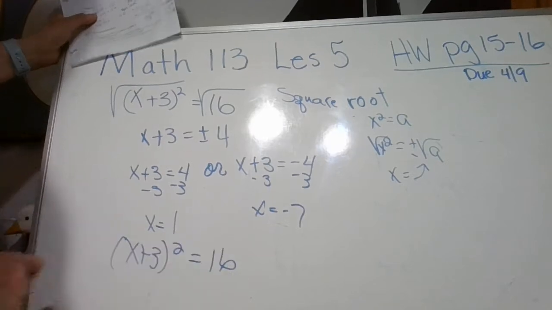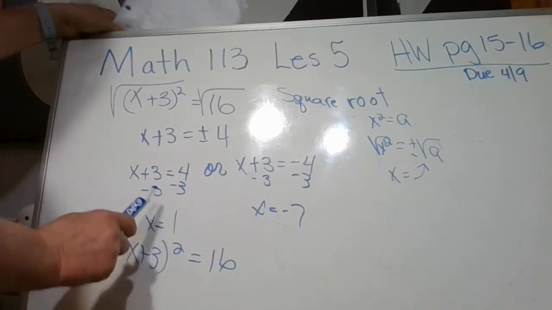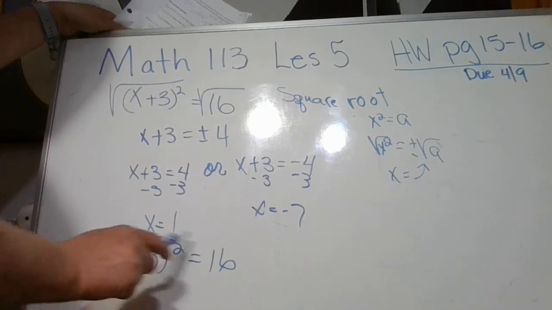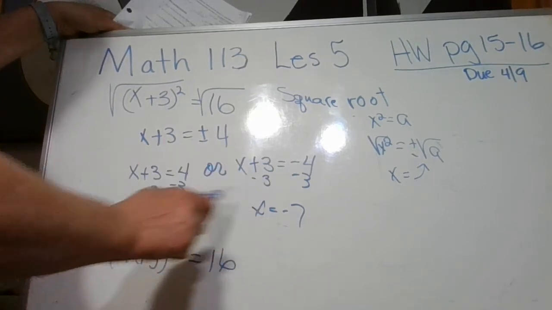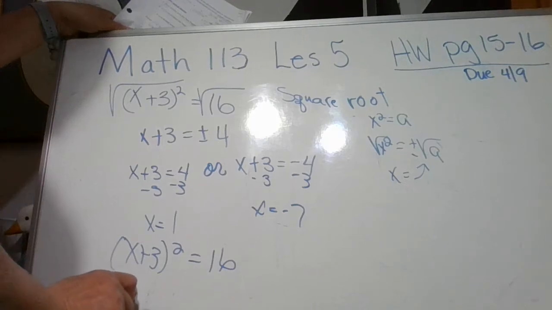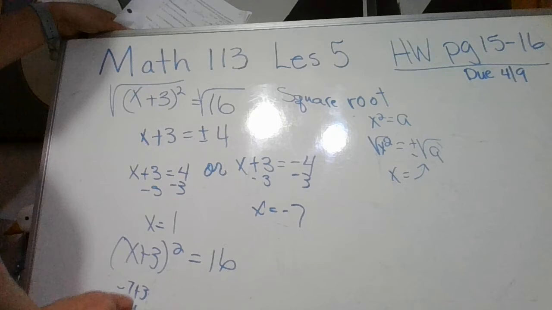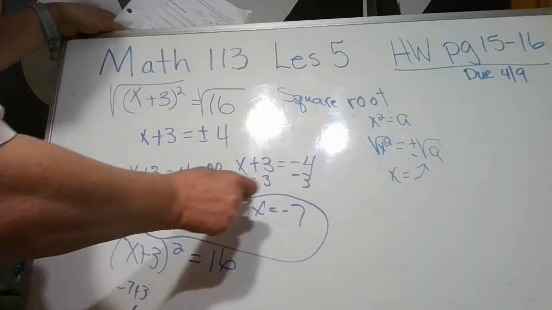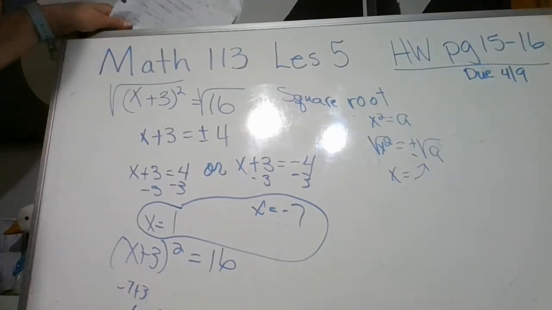I just realized I didn't write that. So if I put 1 over here, 1 plus 3 is 4, 4 squared, 16. Yay! If I put -7 there, -7 plus 3 is -4. -4 squared is equal to 16. So both of those work, so you'll have two answers for that one.